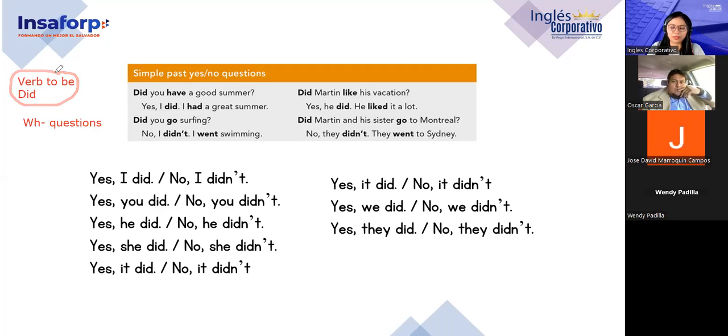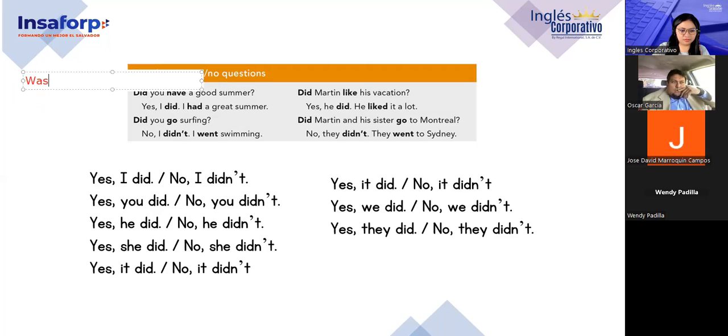Entonces, ¿cuándo voy a ocupar el verbo to be y cuándo voy a ocupar did para preguntas en pasado? ¿Qué piensan? Do you know any explanation about this? ¿Cómo distinguen ustedes cuándo es did y cuándo es el verbo to be en pasado? Was or were? Yes? Dígame. ¿Alguna idea?